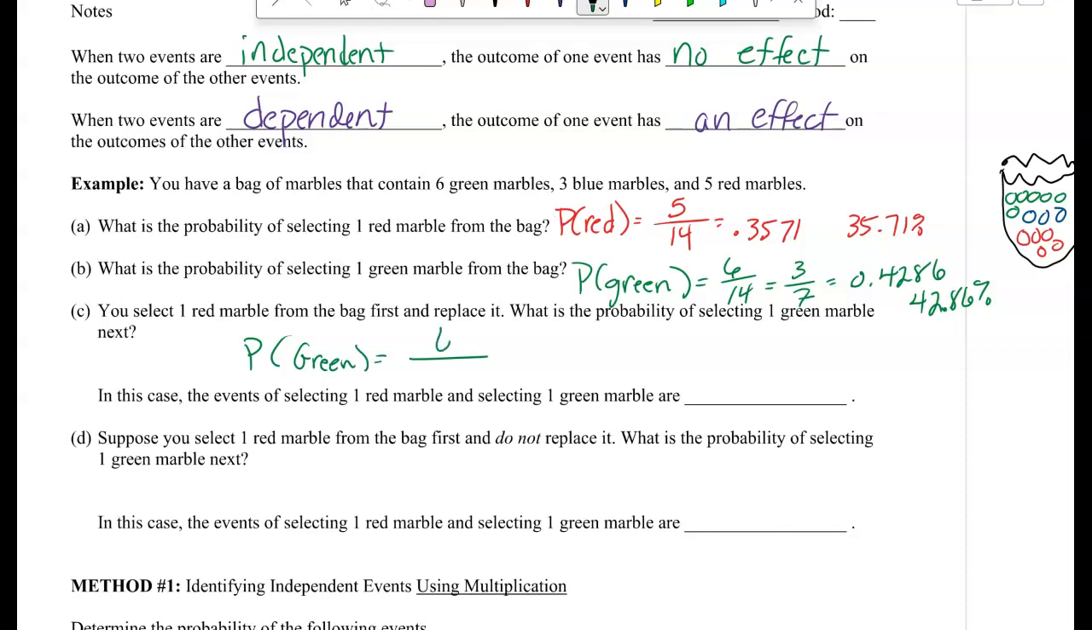It's still 6 over 14, or 3/7, or whatever our decimal was. Did it really change? No, because I still have the same number of marbles to start with. So what I'm initially pulling from is going to be that case.